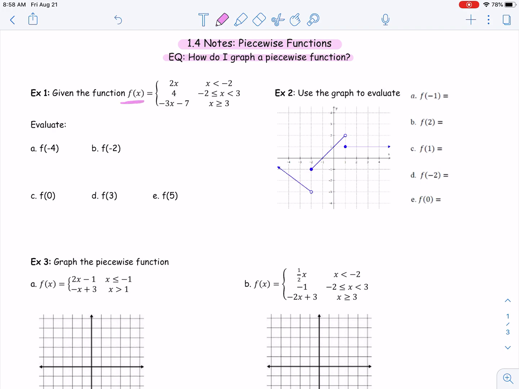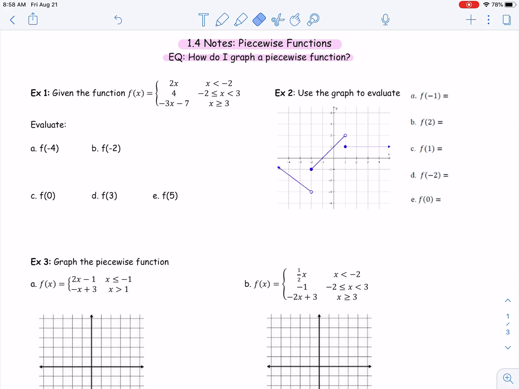And so the notation that we use is, because it's a function, we use that f of x equals, and then we open up that curly bracket, and then that's where we list out the pieces of the function. And notice we list the function first. 2x is a line, it is a graph, it is a function. And then we're using the domain of x's that are less than negative 2.